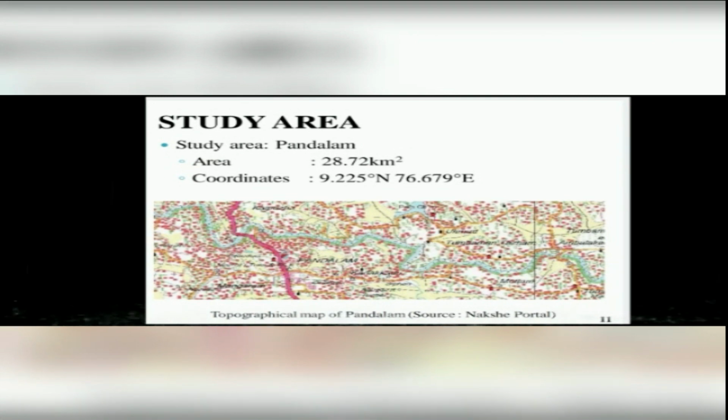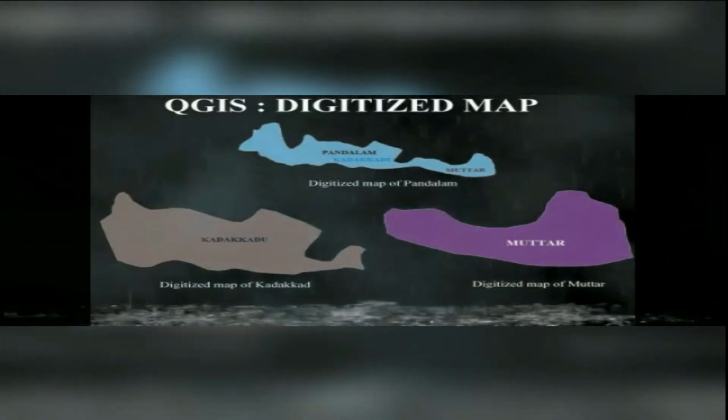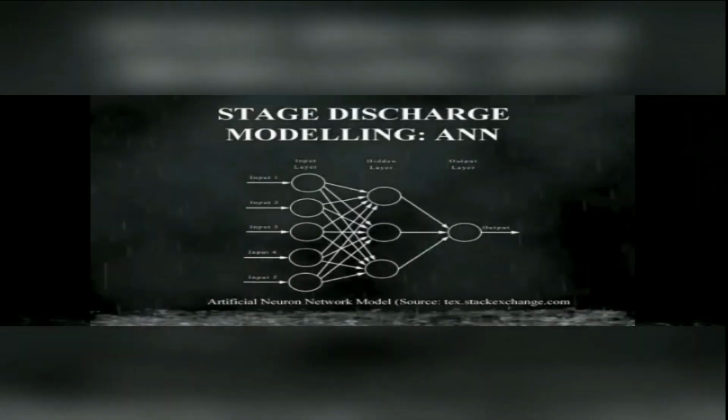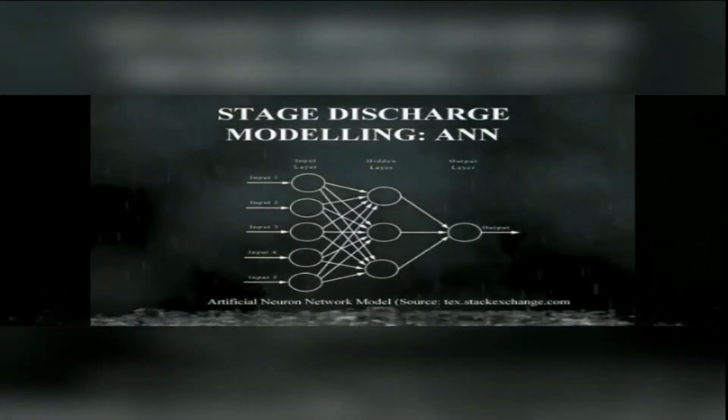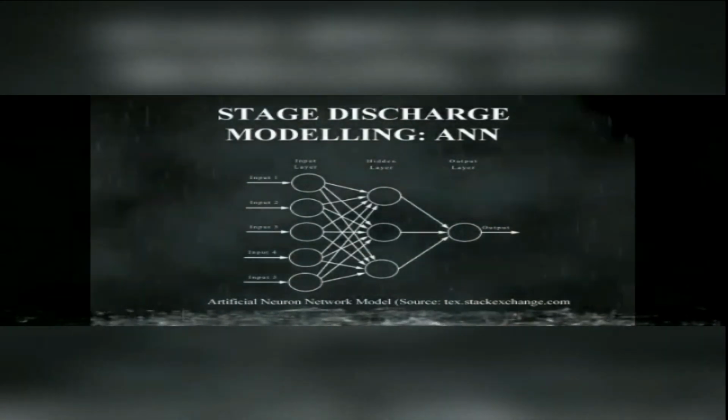For this, we had obtained the toposheet of Pandalam from the Nakshe portal, which is a national mapping agency under the Government of India, and we have digitized the regions of Kadakyad and Muttar that were badly affected during the floods. Now the second stage of our project was stage discharge modeling using artificial neural network done with the MATLAB software.